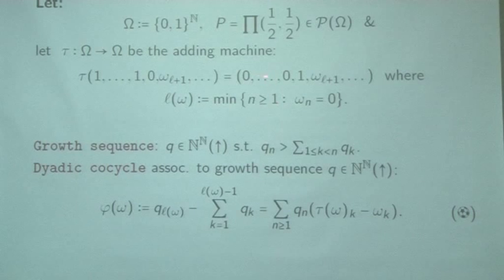For L, you get plus 1. Tau omega is 1, and omega is 0. And all the others, the previous ones, you get minus 1. So that's how you get this one.